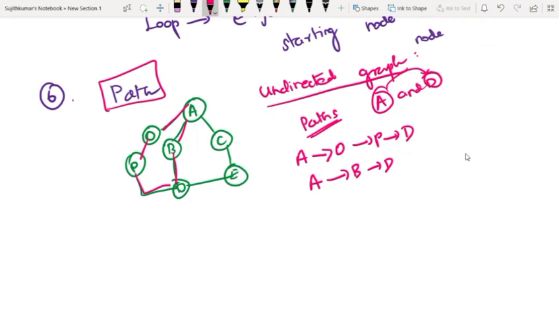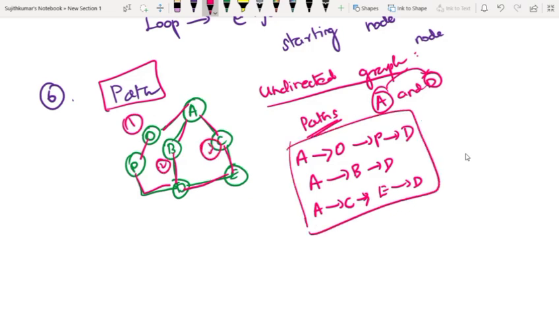Or else I can start from A, go to C, go to E, and reach D. So C, E, and D. So there are three possible ways: one path, second path, and third path. So there are three possible paths to reach D from A.